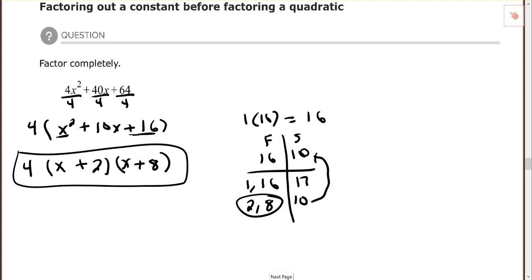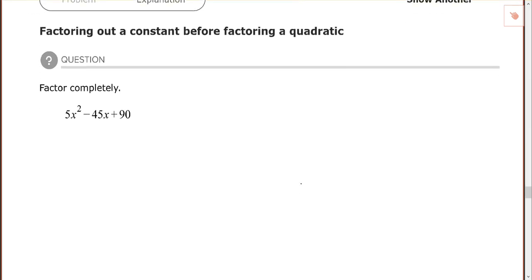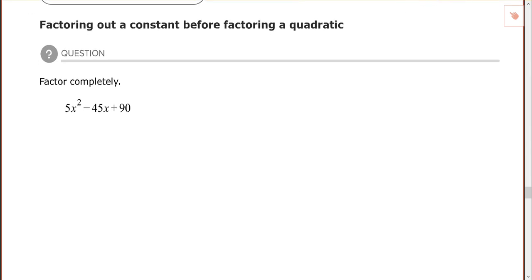Okay, let's look at another one. All right, so here we have 5x squared minus 45x plus 90. And I say I can factor out a 5. So divide each one of these by 5. Which leaves us with x squared minus 9x plus 18.